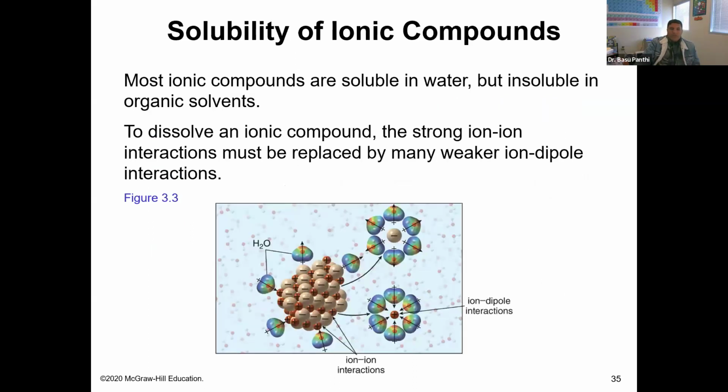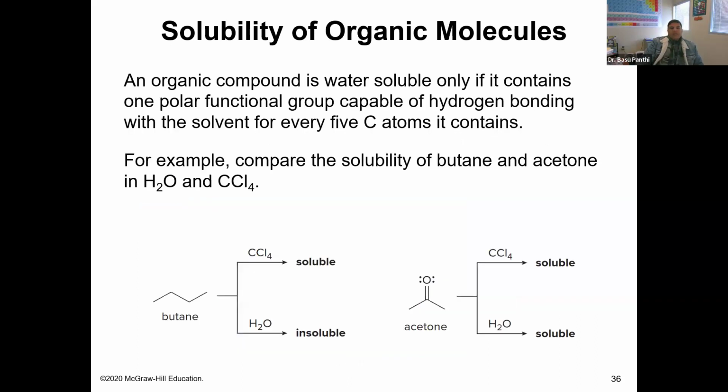Okay. So ionic compounds break into ions, and maybe you know solvation. The ions will be solvated by the positive or negative end of the solvent. Okay. So butane is a non-polar molecule, soluble in non-polar solvent, insoluble in polar solvent.